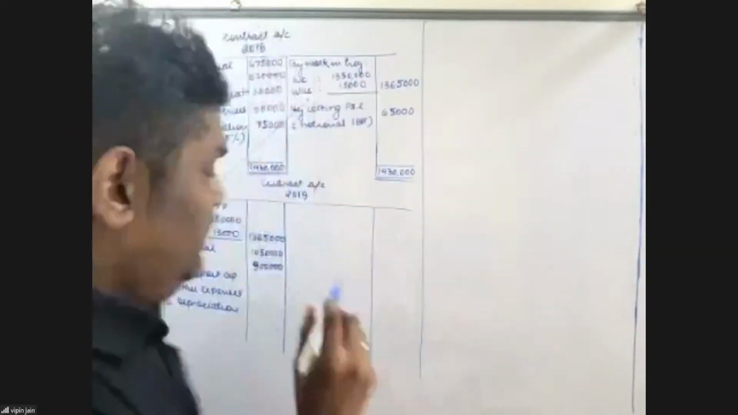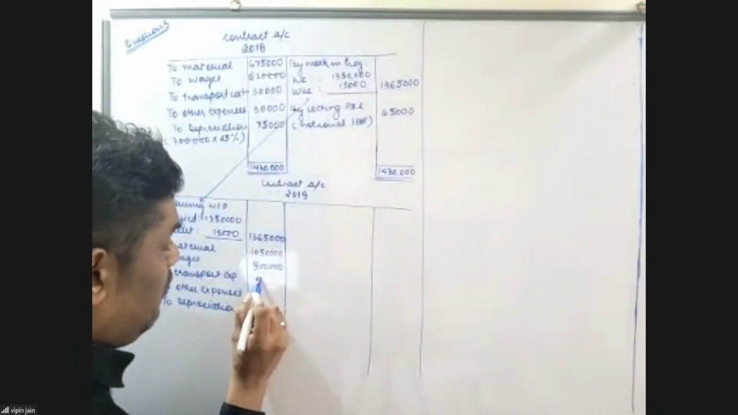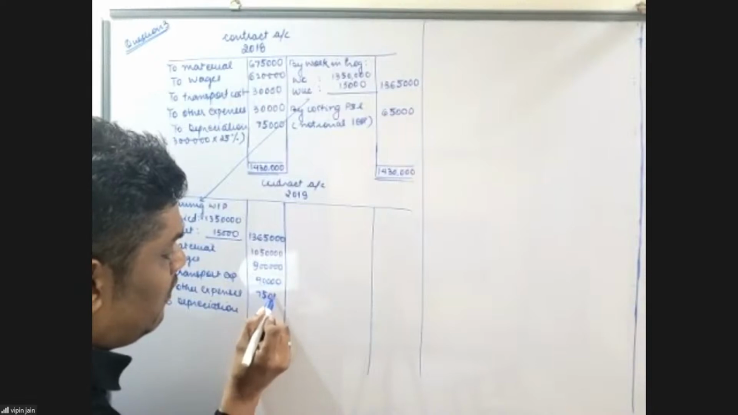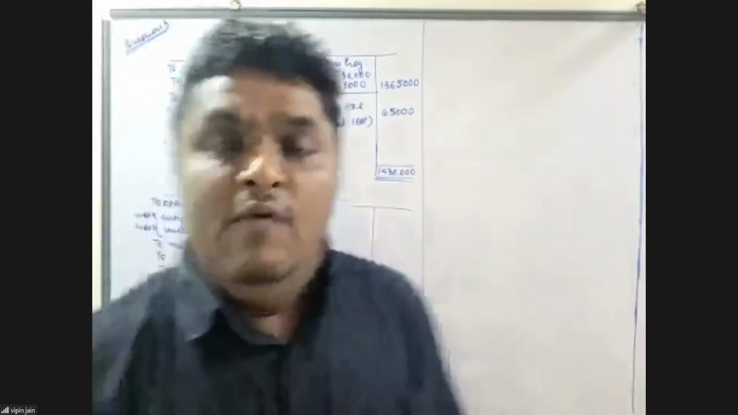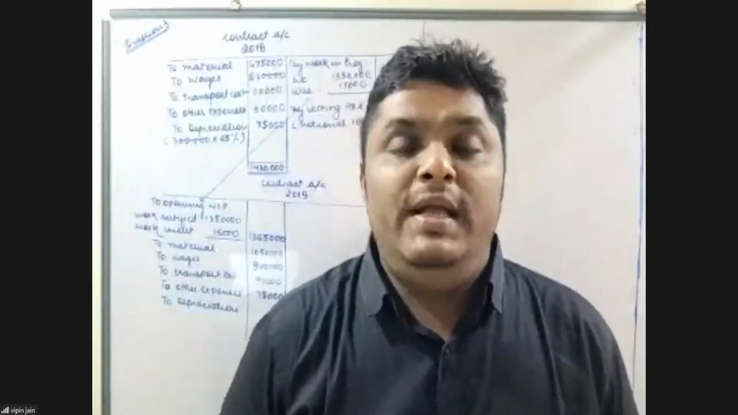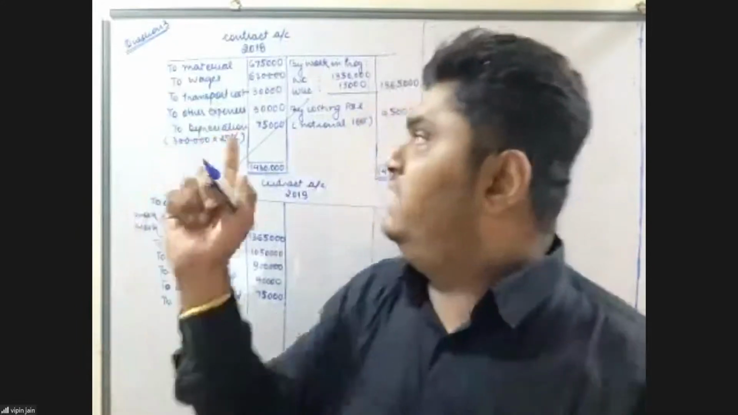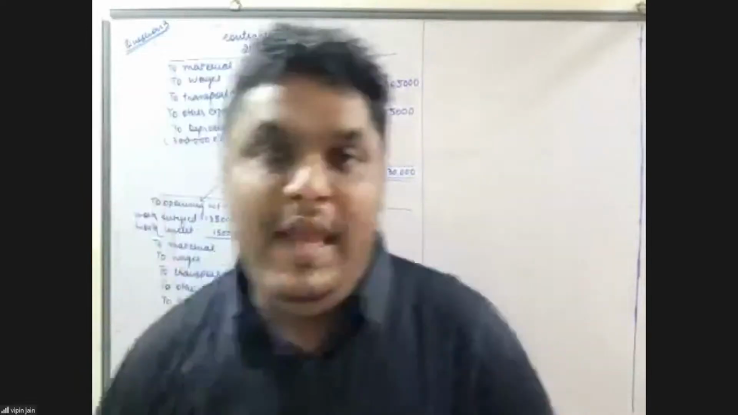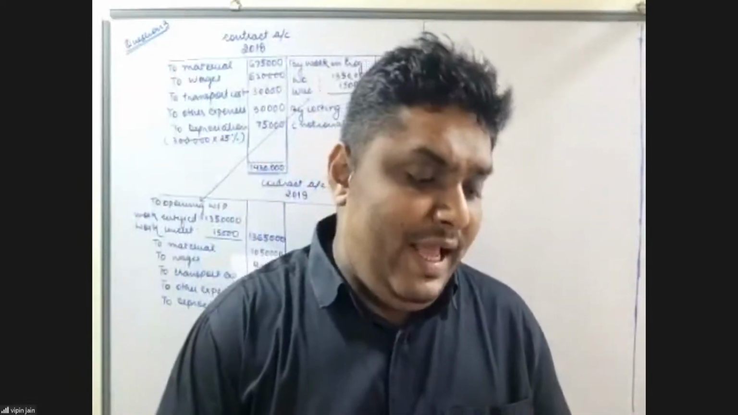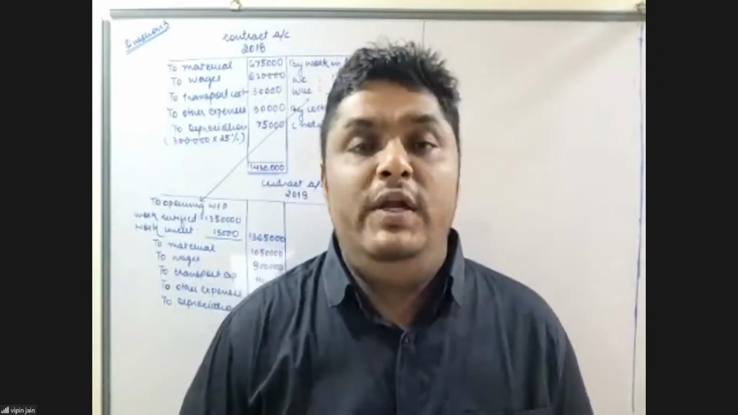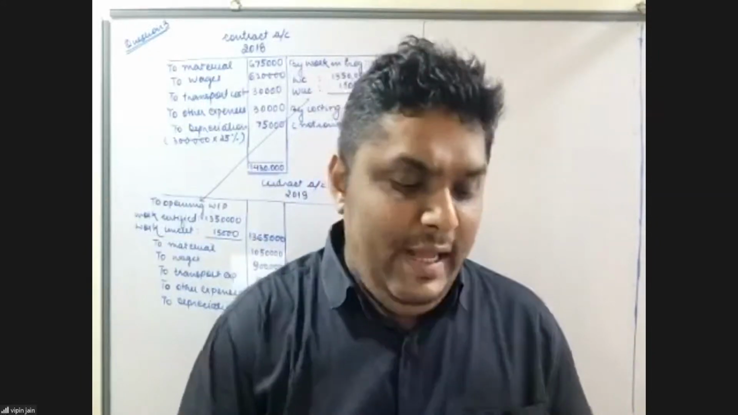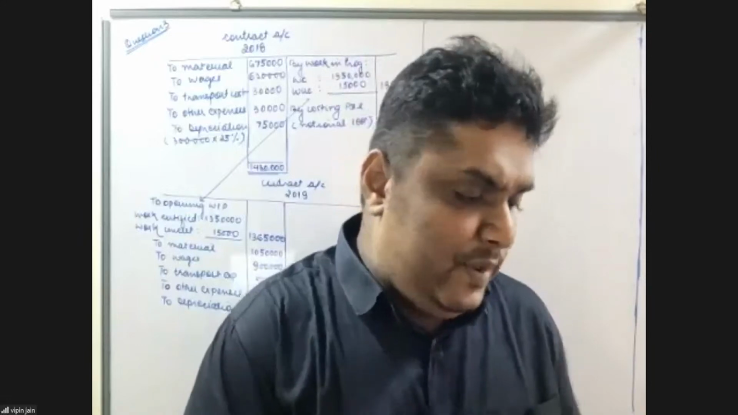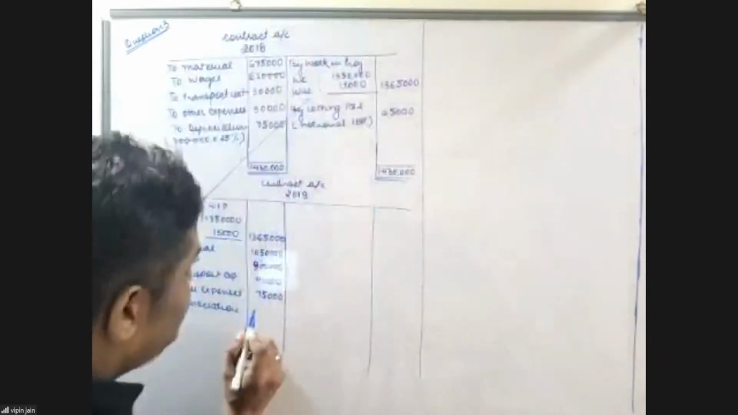$90,000 and $75,000 are the other expenses. Further, depreciation is charged as per the WDV method. In the first year, the depreciation was 75,000. So my opening WDV will be 3 lakh minus 75,000, that will be 2,25,000. And depreciation will be calculated on 2,25,000 into 25%. This will be 56,250.